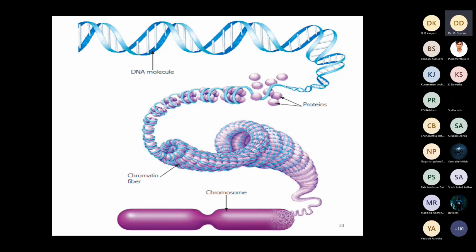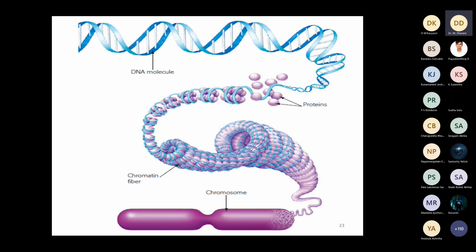So first, you have DNA. What is DNA? It's a double helical structure where you have a sugar phosphate backbone connected with nitrogenous bases. There are only four types, A T G C, and these often get repeated. Now this DNA, when it combines with proteins, is called a chromatin fiber.